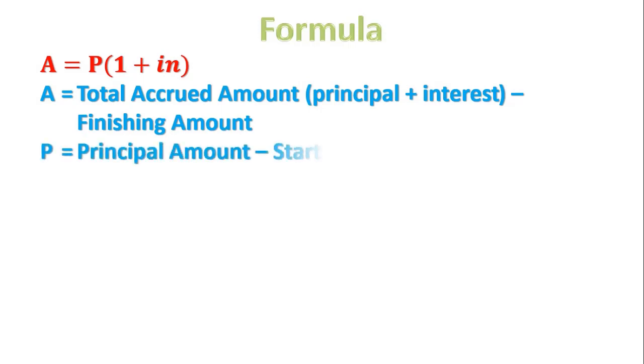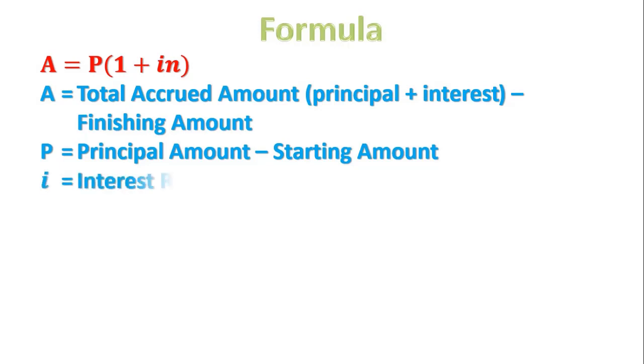Our second letter is P, and that's known as the principal amount. That is the starting amount. How much you invested at the beginning, or how much you borrowed at the beginning. The principal amount is the starting amount.